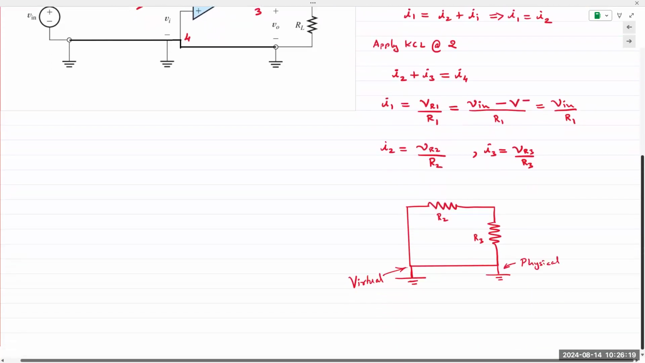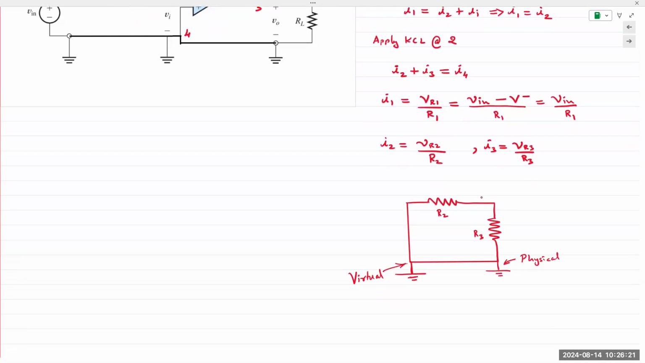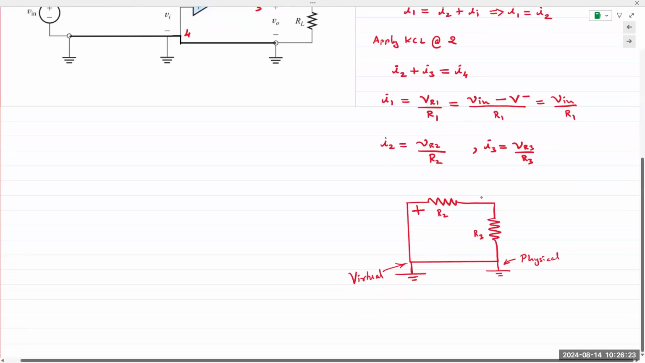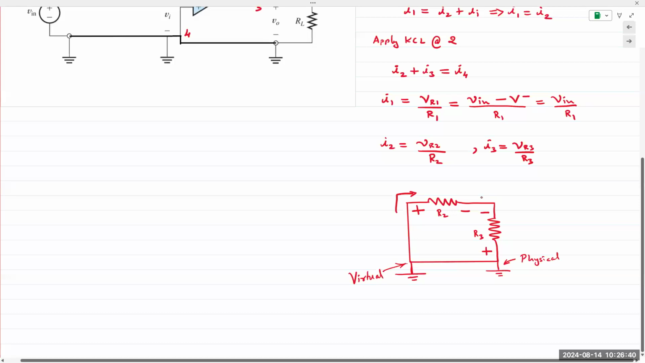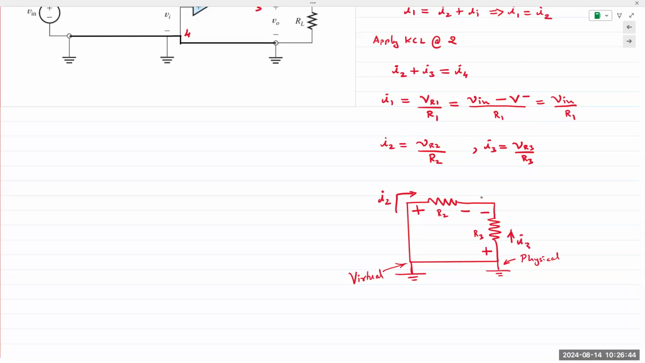Which makes sense because we are essentially saying that they are in parallel. Both ends of those resistors are connected to the other resistor. One end of R2 is connected to R3 on the right, and the other end is virtually connected to ground. Then we have I2 coming in this way. We have I3 going this way.